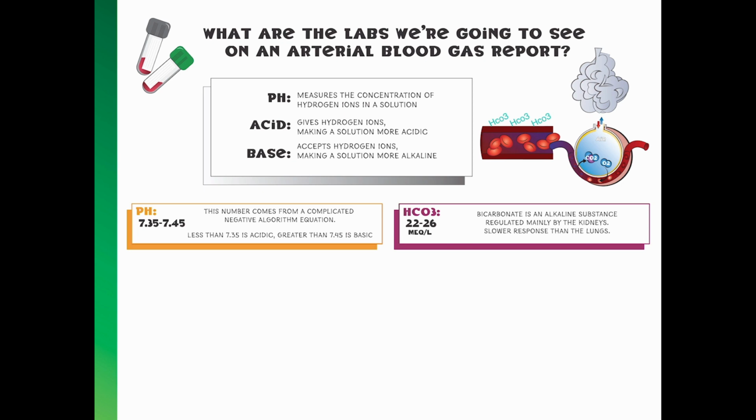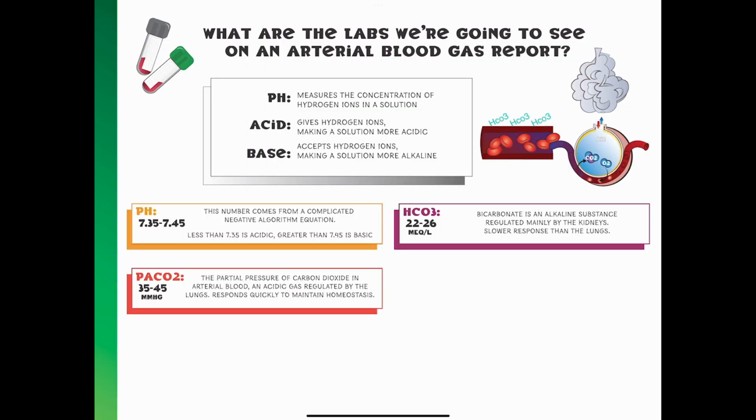And our HCO3 over here, this is our bicarbonate. Bicarbonate is an alkaline substance. This is regulated mainly by the kidneys, and this is going to be a lot slower in its regulation than our lungs, which we're going to get to. So bicarb is going to help cancel out acid. If we think about our bicarb range, 22 to 26 is going to be our normal range. Anything below 22 is going to be more acidic because there's less bicarb present. Anything above 26 is going to be basic because there's going to be a lot more bicarb present in the bloodstream.